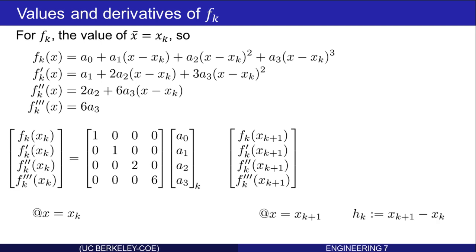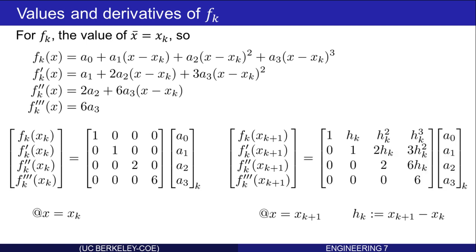Let's use h_k to represent the difference between x_{k+1} and x_k, and then the expression for f and its derivatives at the right endpoints takes on that form. It's easy to see how these are both obtained. In one case, we're plugging in x_k for x, and all the x terms vanish. In the other case, we're plugging in x_{k+1} for x, and all of those differences become h_k, h_k raised to various powers, multiplying the various coefficients of a.